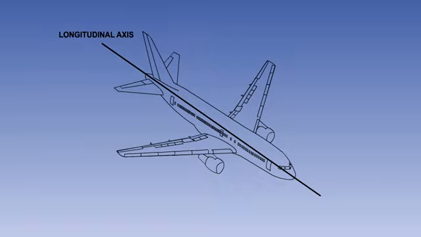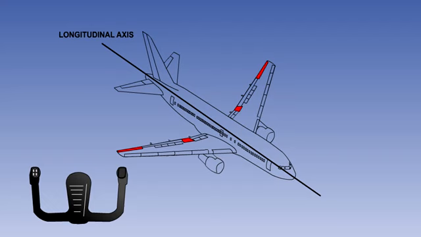The aircraft rolls about its longitudinal axis. The devices most commonly used to control roll are the ailerons. The ailerons are operated by rotating the control wheel or yoke, or by moving the control column or stick laterally.